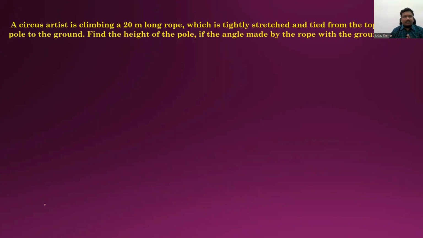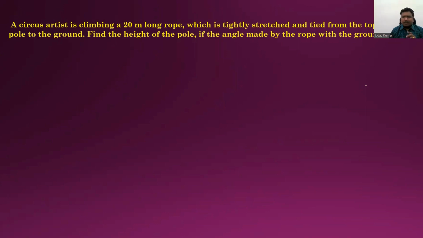Right. So let's see the first question of it. A circus artist is climbing a 20 meters long rope which is tightly stretched and tied from the top of a vertical pole to the ground. Find the height of the pole if the angle made by the rope with the ground level is 30 degrees.